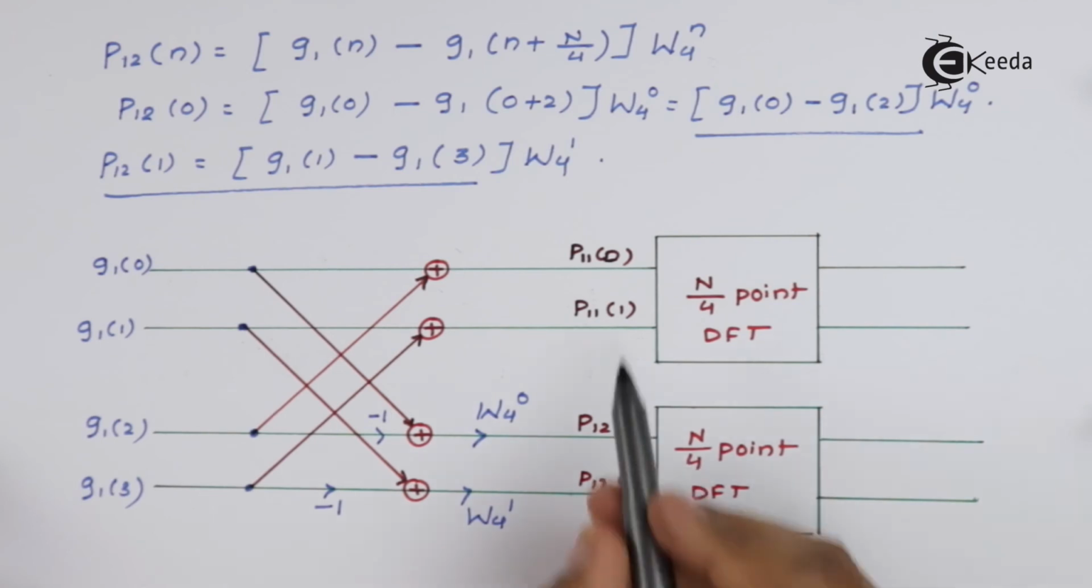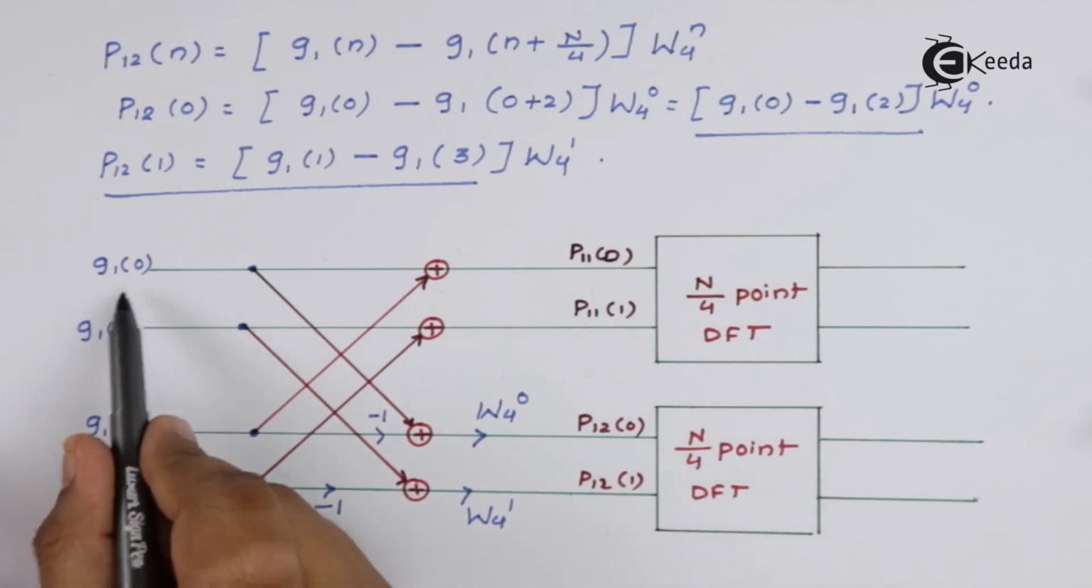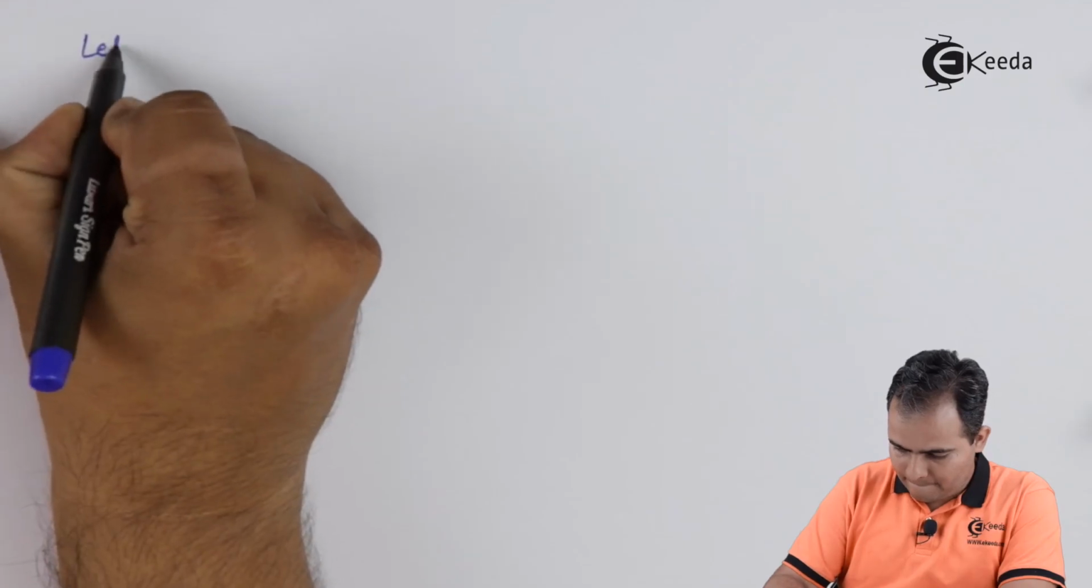But here, we have only 2 samples. Now, let's see what is the result of the n by 4 point DFT. But the second part is remaining. This one is the even and odd part of g1 of n. Now, we will calculate the next even and odd part for g2 of n.